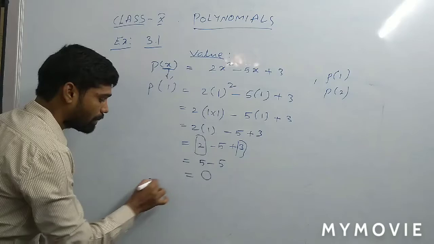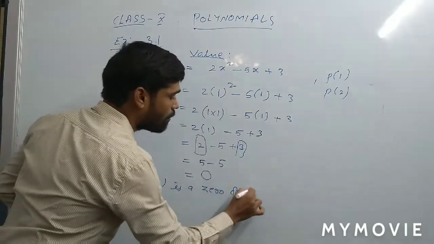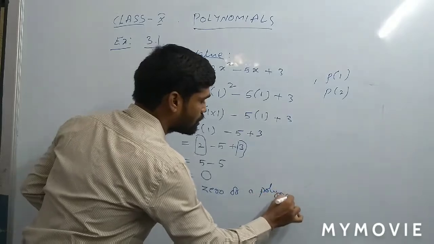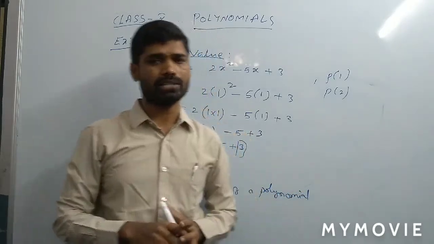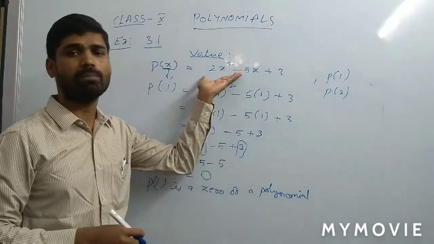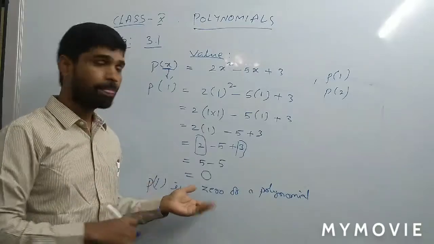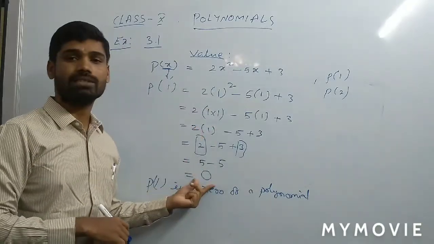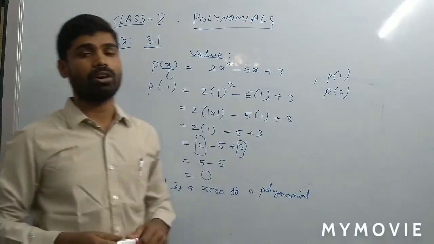Right, now what do we say? P of 1 is a 0 of the polynomial. So you have to understand here what is a value and what is a 0. Whatever the value may be, when we write it in the polynomial, we will get something, maybe a rational number, that is secondary. But if the polynomial completely becomes 0, then we can call that a 0 of the polynomial.